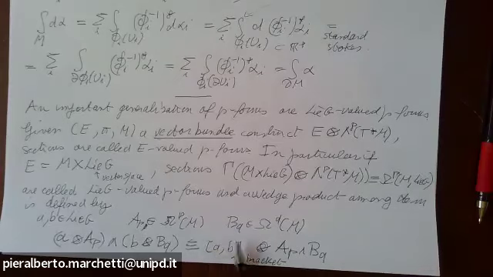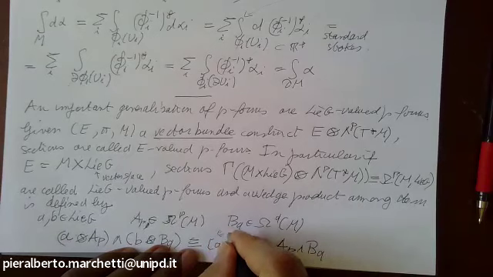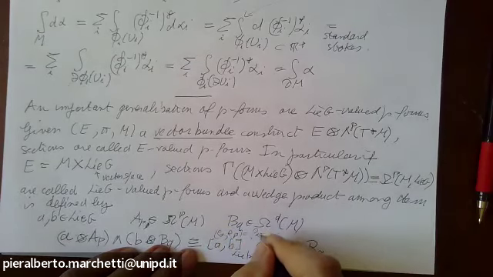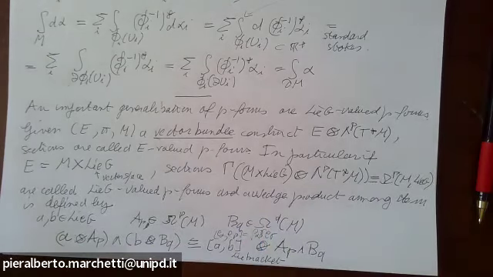Which means that you can write this in a basis. Okay, suppose you have a basis E_α, E_β of the Lie algebra; this will be f_{αβ}^γ E_γ, right? So you get some additional structure constants f_{αβ}^γ.